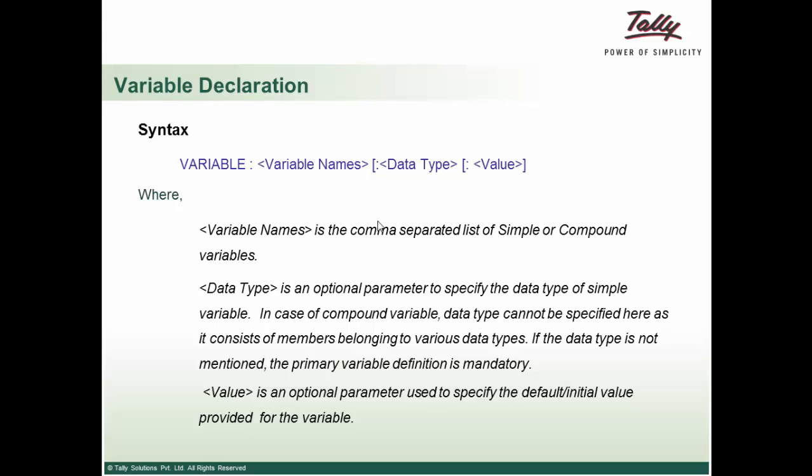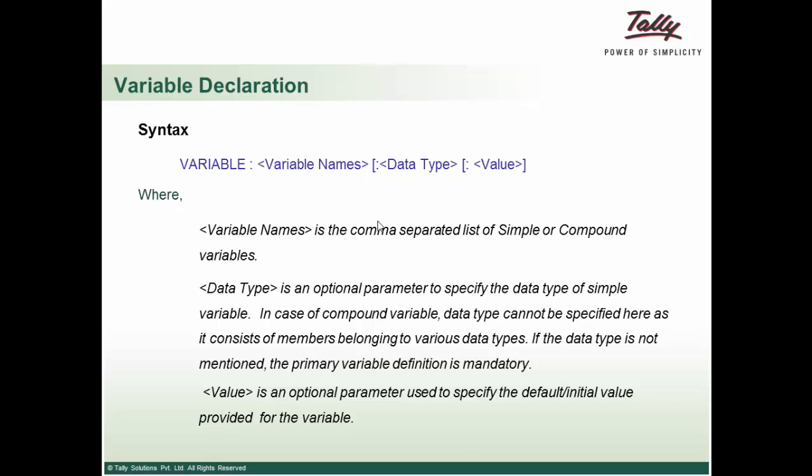There is a detailed chapter on what's a compound variable and what's a simple variable. So do refer to the variable framework session, and you would understand this in more detail. Data type is mandatory for simple variable. In case of compound variable, data type cannot be specified here, as it consists of members.